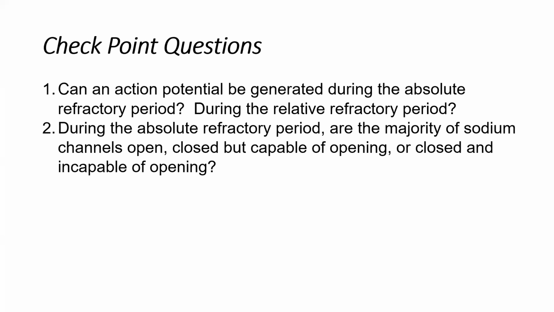And so it's getting closer to potassium's equilibrium potential. It gets all the way down to about -85 or so. And so we need an even stronger stimulus to depolarize us to threshold from -85 than we would need to depolarize us from -70. So if we had a strong enough stimuli, we absolutely could generate a second action potential during the relative refractory period.